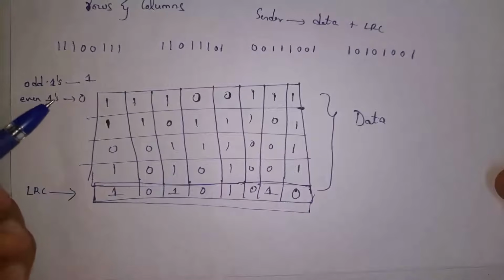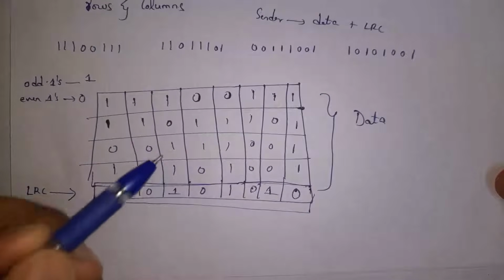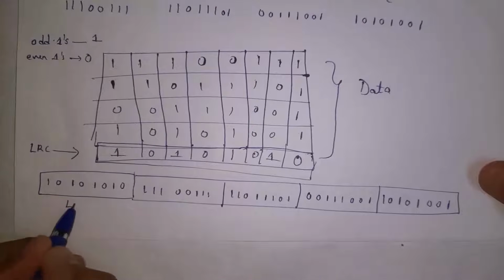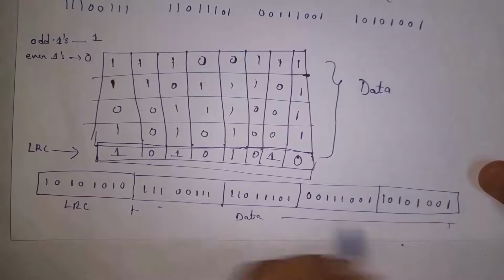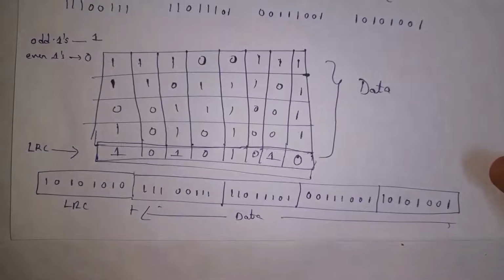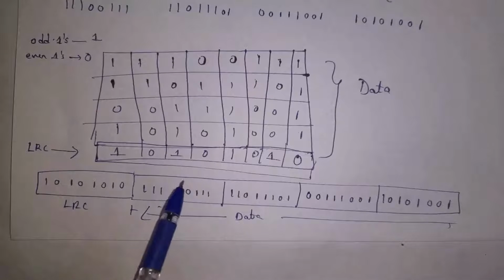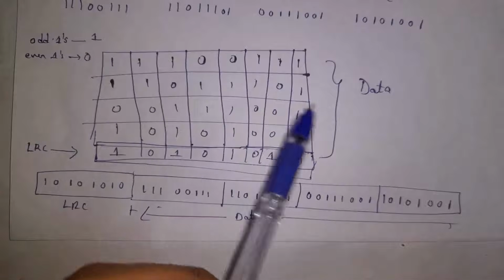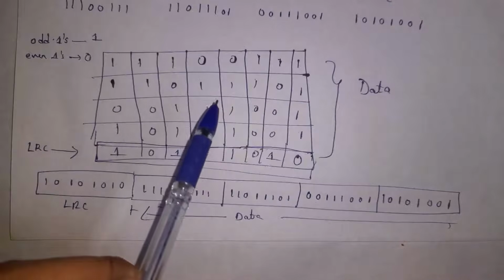Now both the LRC value and the data are combined and then transferred to the receiver. This is LRC value plus data. Both are combined and then transferred to the receiver. So whenever the receiver gets this data, the receiver will separate the LRC and then again calculate the LRC. Yes, in the same way the sender calculated the LRC, the receiver will calculate the LRC.